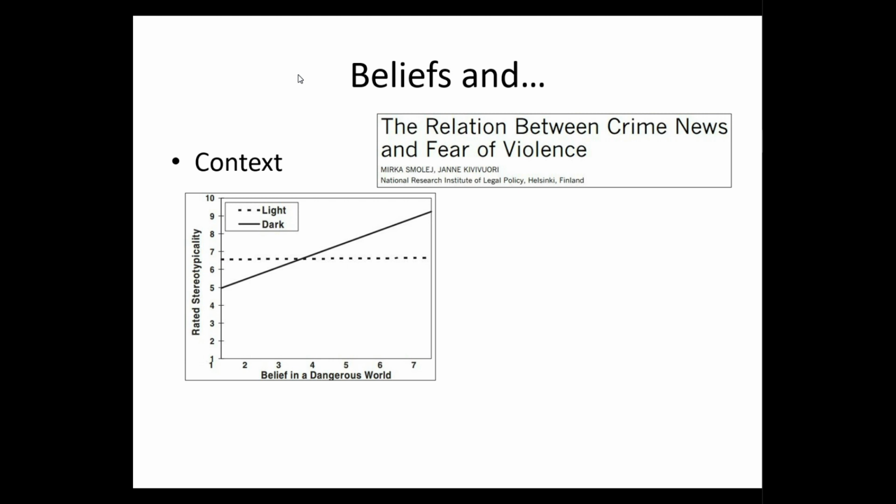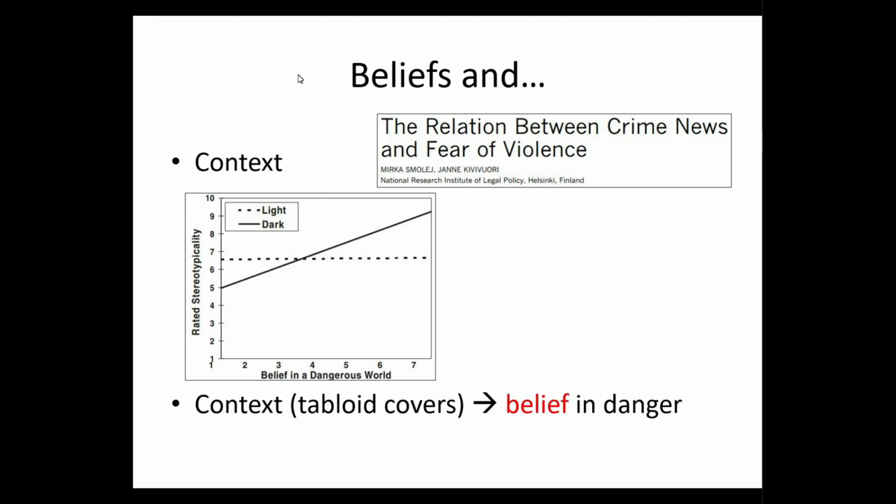Note that this is an interaction. More belief in a dangerous world predicts more endorsement of racial stereotypes, but only if you're asked the question in a darker room. This is the more proximal context. We have a proximal or close context, which is the dark room, and then a more distal context, which would be whatever made you think the world was dangerous, which might simply be the covers of some tabloids that you glanced at when buying your milk. So you have context influencing your belief, and then you have more immediate context influencing that belief to lead to prejudice. In the case of this study, endorsement of racial stereotypes.